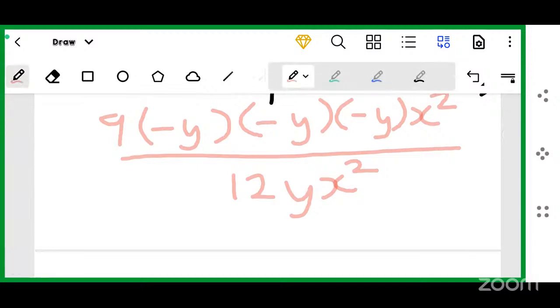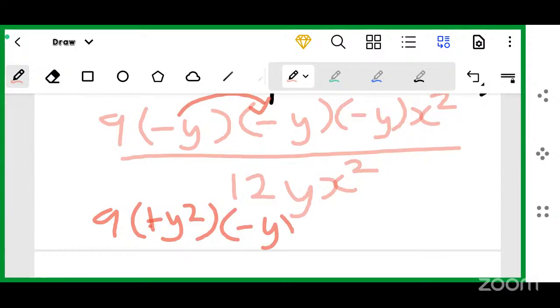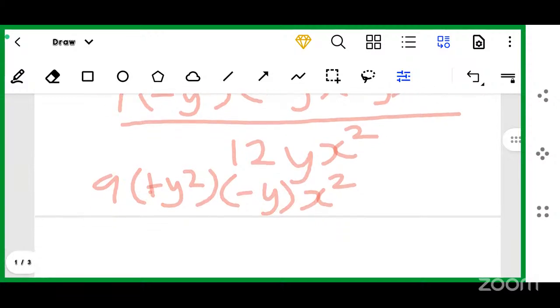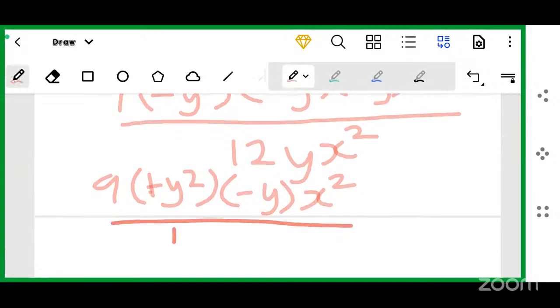Now we can say this multiplied by this is going to give us positive y to the power of 2. But the moment we multiply the positive, okay, let me just write it down. So 9 into positive y to the power of 2 multiplied by negative y x to the power of 2 over 12y x to the power of 2.